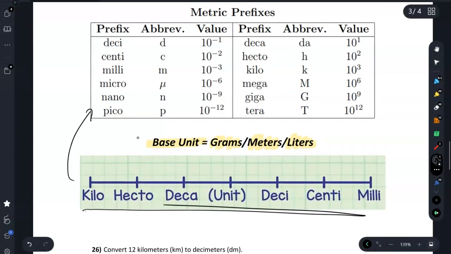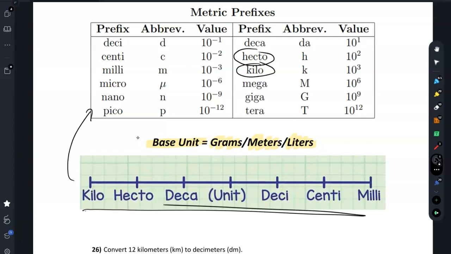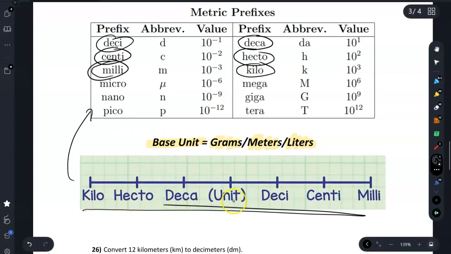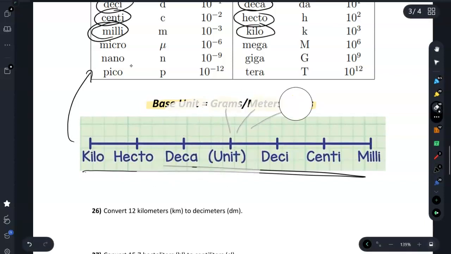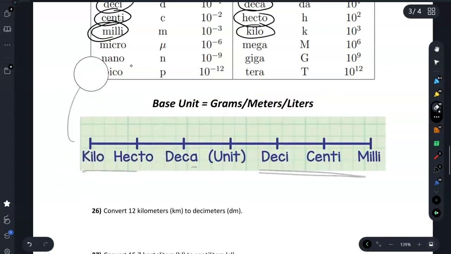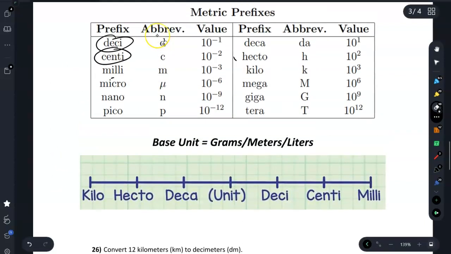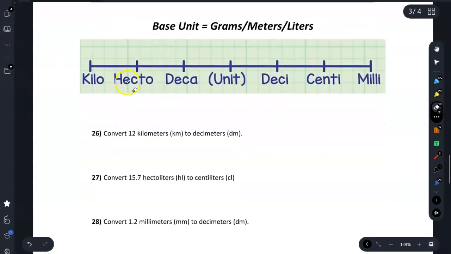So let's start with this, and this corresponds with everything we see up here. I just don't include all of it. I start here, King Henry died Monday drinking chocolate milk, right? So that's my kilo, hecto, deca. My unit is either going to be gram, meter, or liters, and then deci, centi, milli, or over here. So with this one, all we're doing is moving decimal places, and we're going to move those along this corresponding line. So let's erase all of this. All right, so if I am starting with 12 kilometers, I'm starting here.